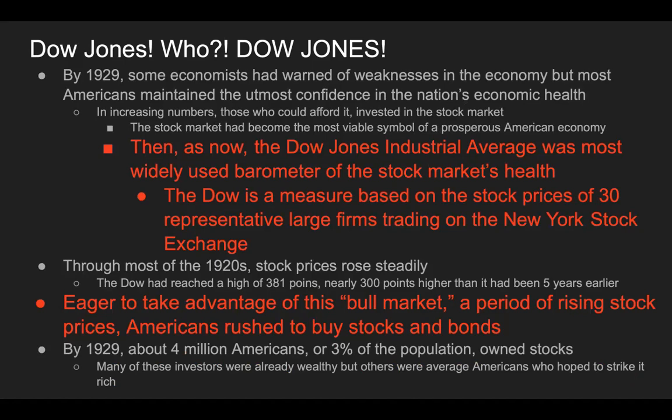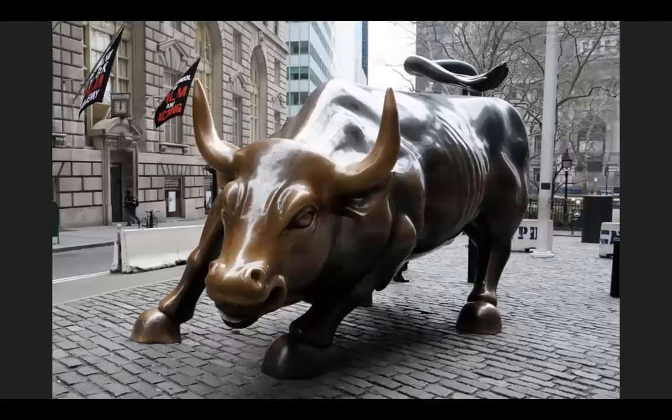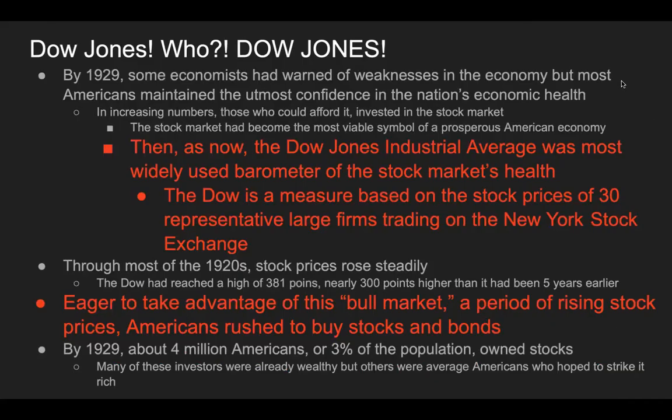By 1929, some economists had warned of the weaknesses in the economy, but most Americans maintained the utmost confidence in the nation's economic health. In increasing numbers, those who could afford it invested in the stock market. The stock market had become the most viable symbol of a prosperous American economy. Then, as now, the Dow Jones Industrial Average was the most widely used barometer of the stock market's health.